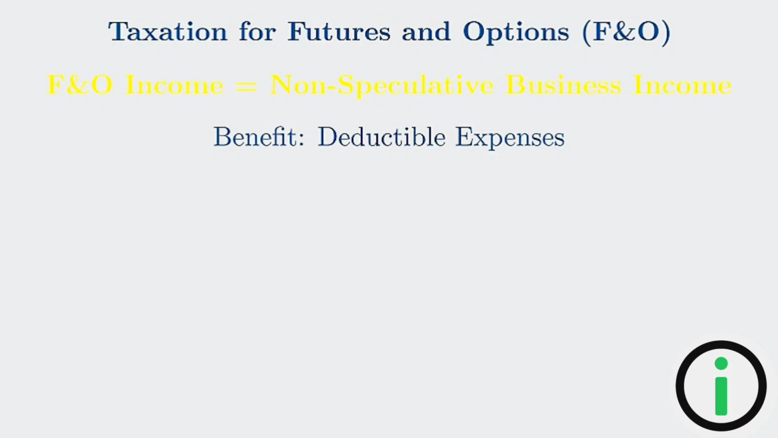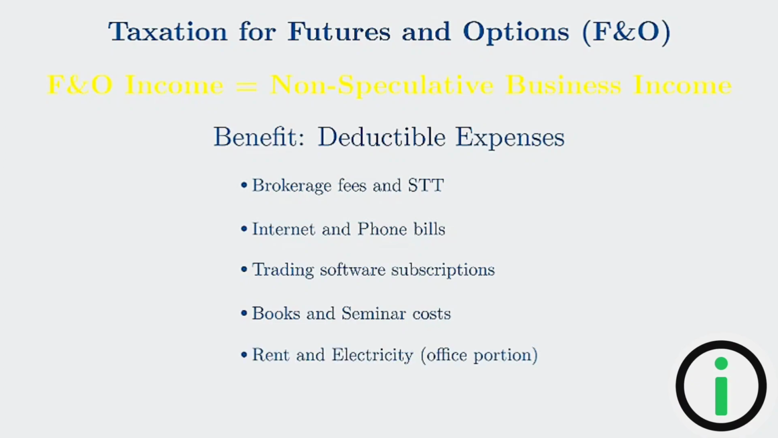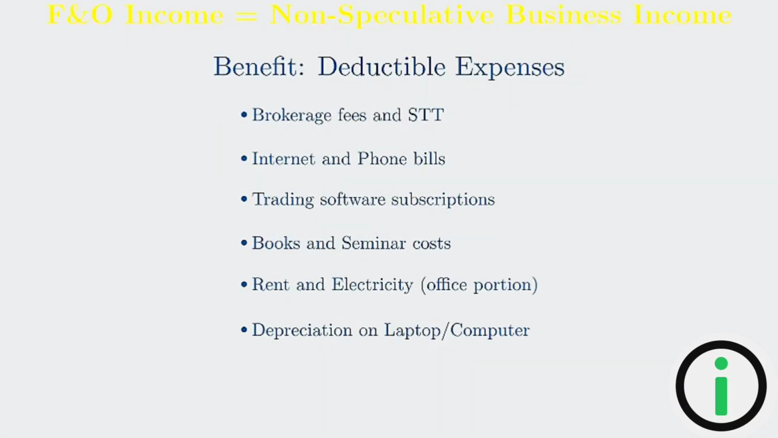Some of these expenses include brokerage fees and securities transaction tax, internet and phone bills, trading software subscriptions, books and seminar costs, rent and electricity if using a home office, and even depreciation on your laptop or trading computer. By tracking these expenses in your journal, you can significantly reduce your taxable income. Any net loss from F&O can also be carried forward for up to 8 years to offset future business profits, provided you file your return on time.